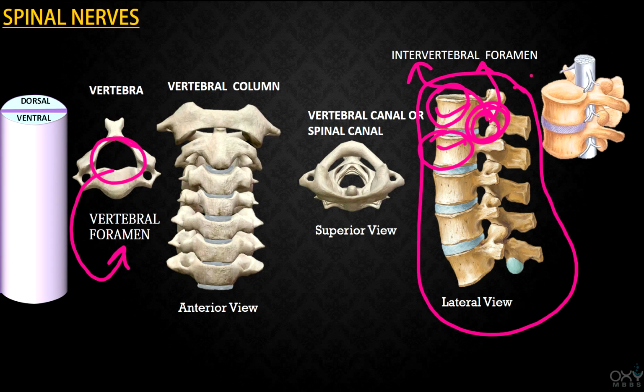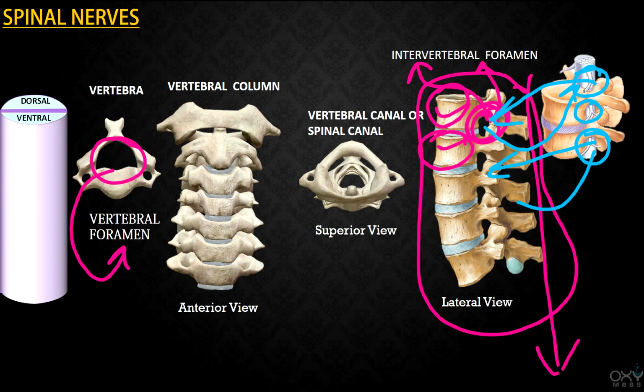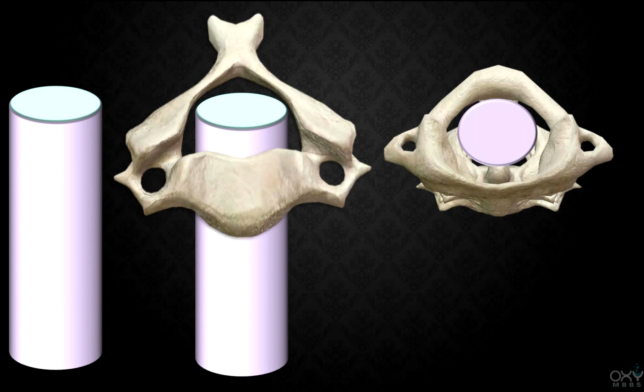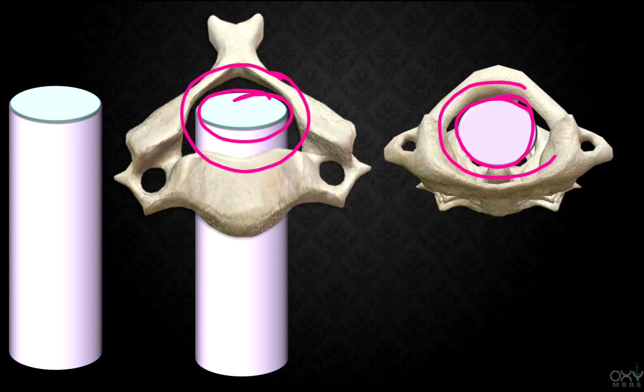And these foramens are present throughout the vertebral column, and through this foramen a very important structure passes, that is spinal nerve. So what are these? These are spinal nerves which emerge from these foramens, that is intervertebral foramens. Okay friends, so in this way our spinal cord is present in the vertebral foramen, and in this way our spinal cord is present in the vertebral canal or spinal canal.